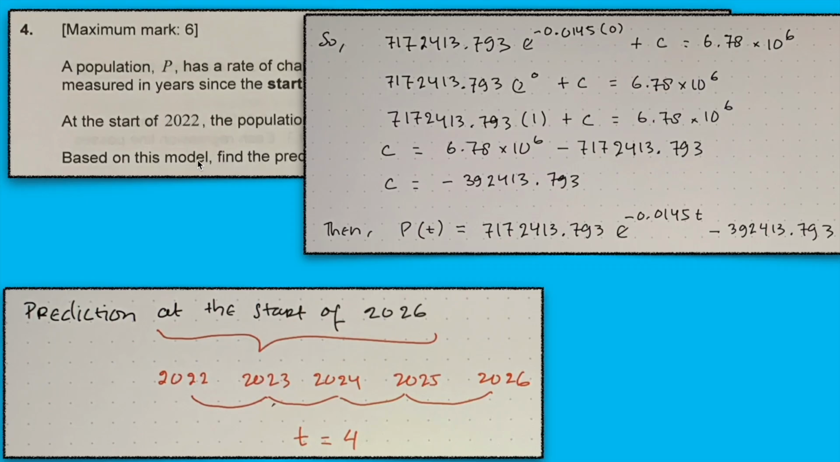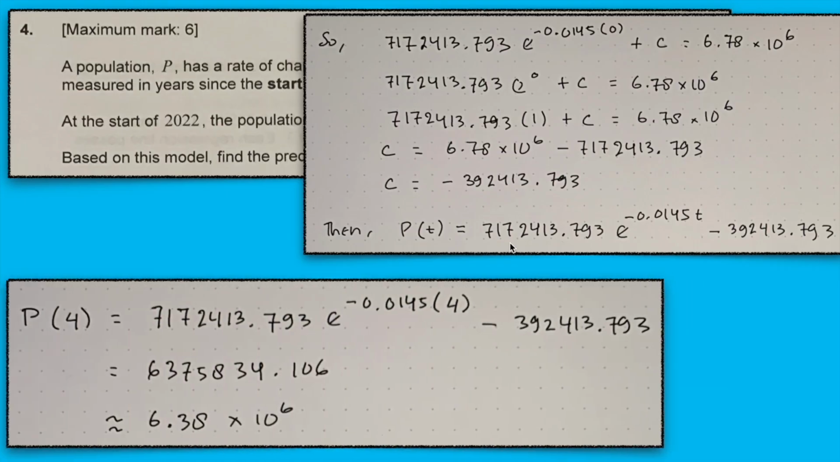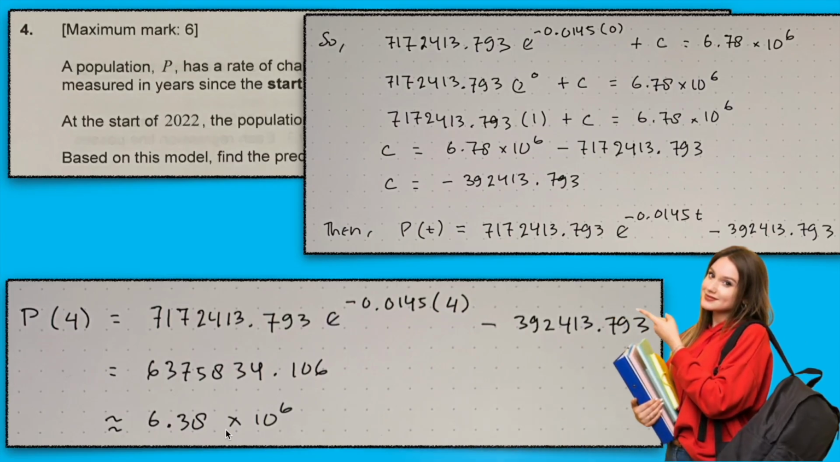and based on this model you are asked to predict the population at the start of 2026. That means t is equal to 4. So substitute t is equal to 4 into this model. There you go. So replace t with 4, and then the population is approximately equal to 6.38 by 10 to the 6.